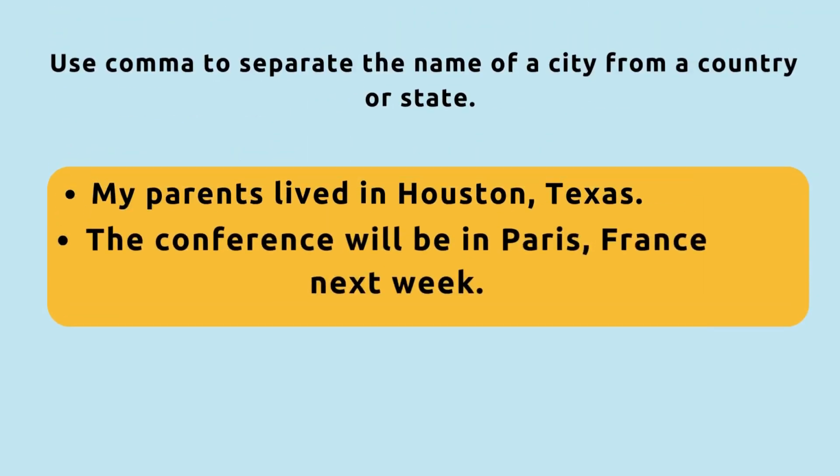We use comma to separate the name of the city from the country or state. For example, my parents lived in Houston, Texas. The conference will be in Paris, France next week.